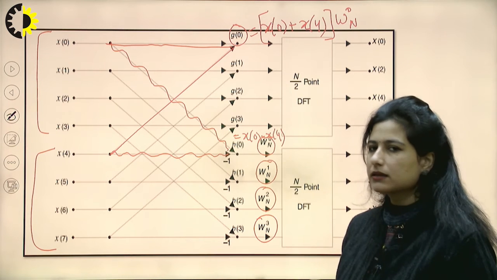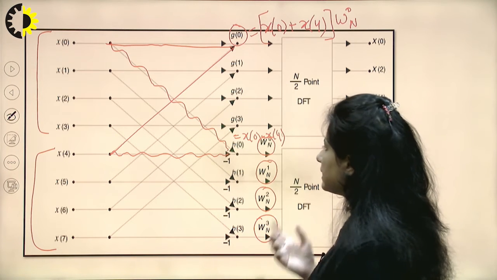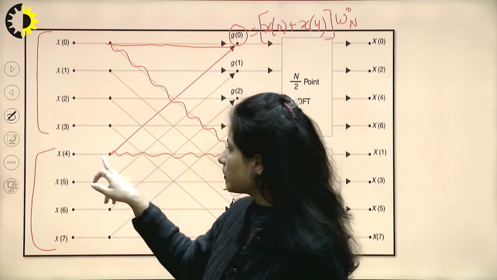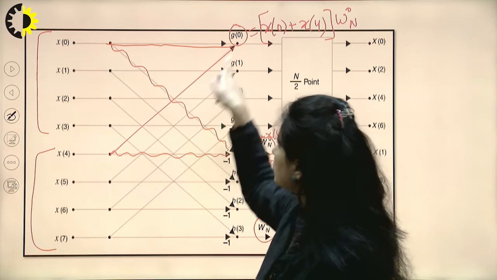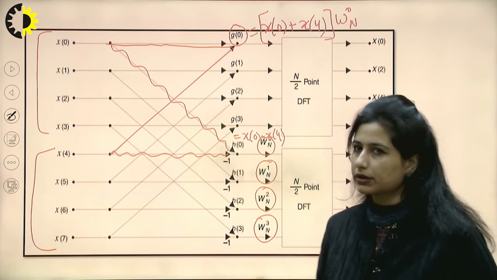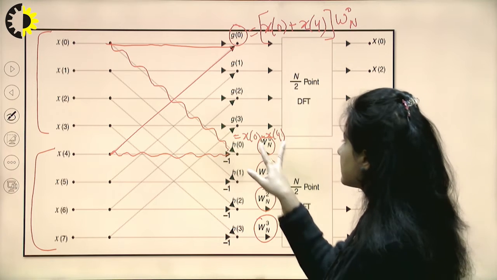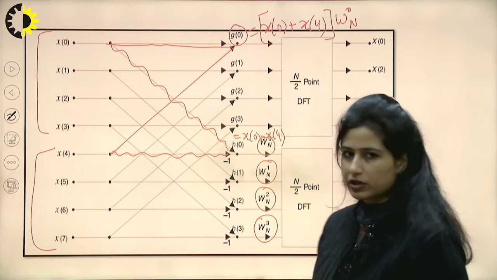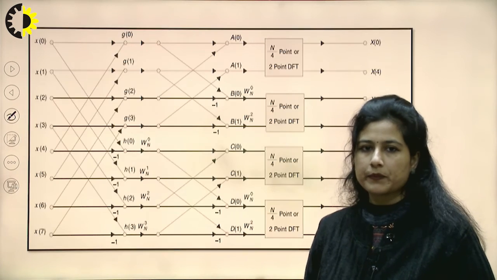So this is another difference between the two algorithms. In DIT, we were first multiplying the signal, like x4 was weighted here and then added to the first sample. But in the case of the DIF algorithm, I would add up or subtract the samples first and then multiply with the respective weight.